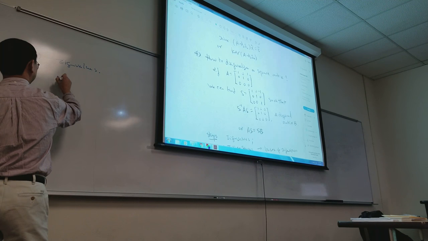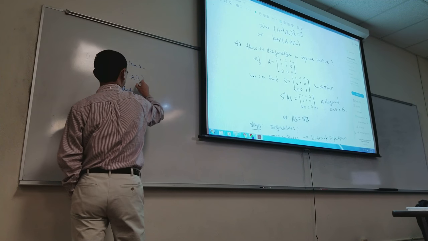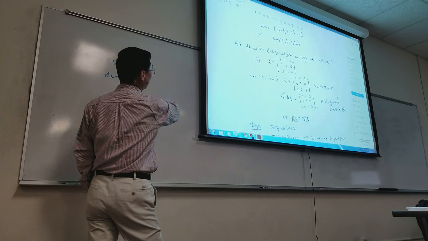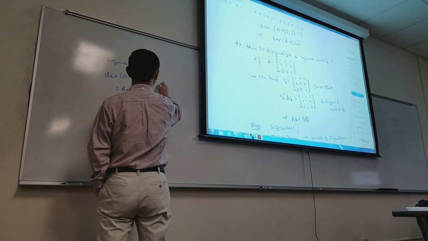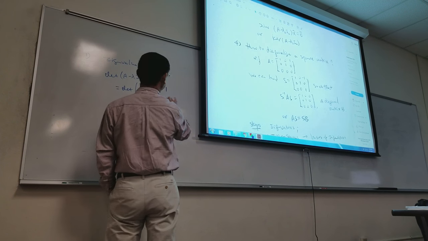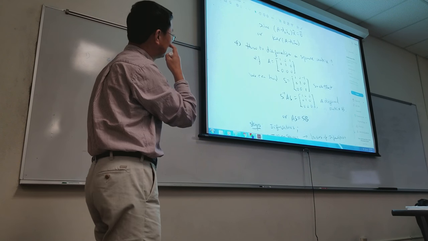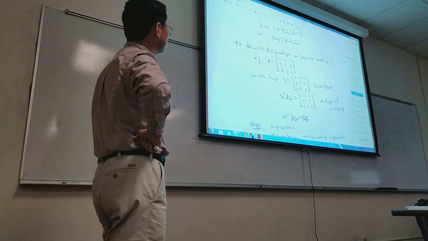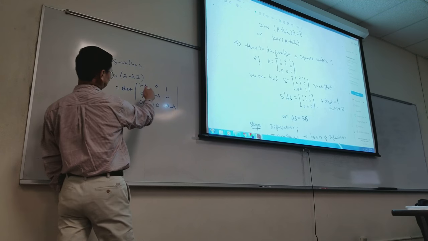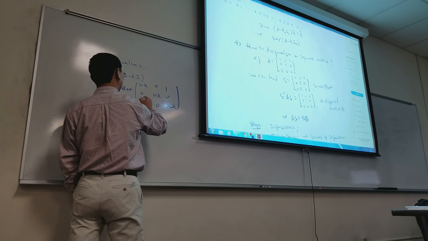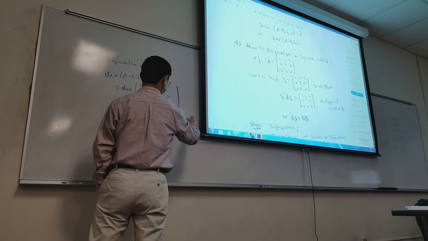For the eigenvalues, we need to calculate the determinant of A minus lambda I. So A minus lambda times I means just subtract lambda from each diagonal entry, so we have 1 minus lambda, 0, 1, 0, 0, 1 minus lambda, 0, 0, 0 minus lambda. Wow, this is a special matrix, easy to solve. This is just upper triangular, so the determinant is just the product of the diagonal: 1 minus lambda times 1 minus lambda times negative lambda, which equals 0.